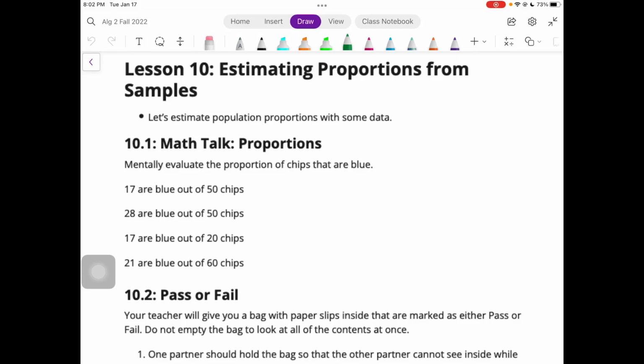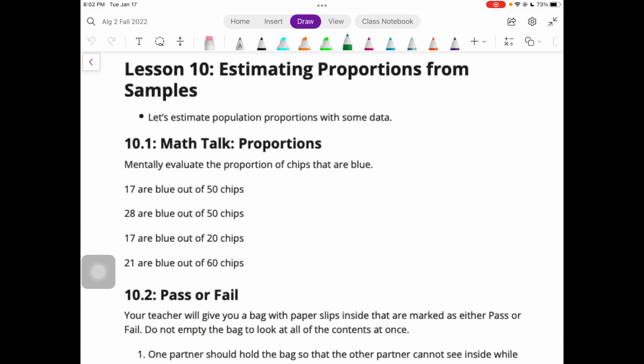All right, let's take a look at Unit 7, Lesson 10, Estimating Proportions from Samples. So we're going to estimate population proportions using data. For 10.1, proportions, mentally evaluate the proportion of chips that are blue. 17 are blue out of 50 chips, 28 are blue out of 50 chips, 17 are blue out of 20 chips, and 21 are blue out of 60 chips. So go ahead and think about these and figure out what those proportions are.